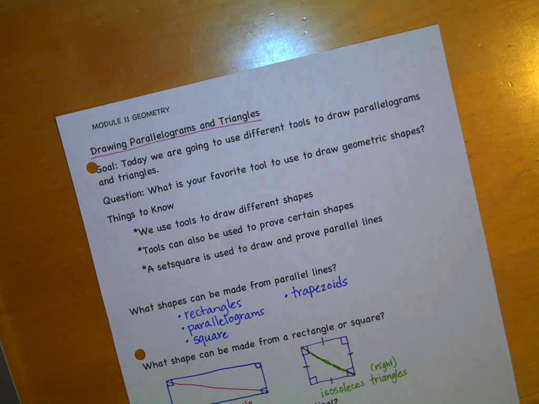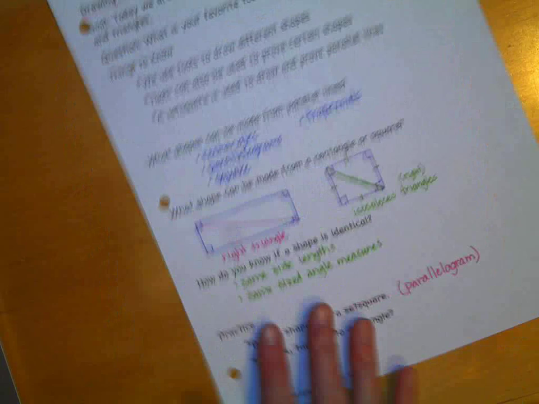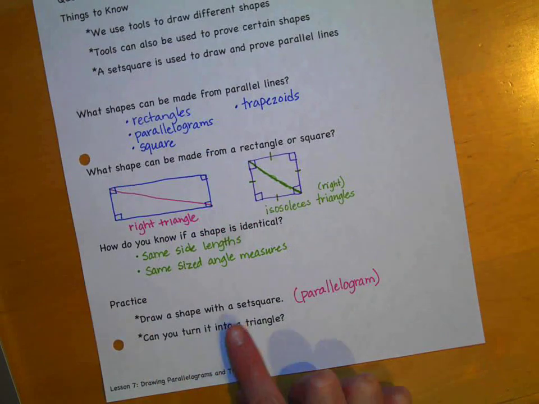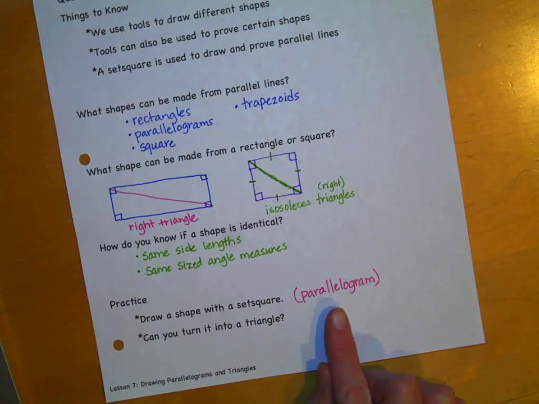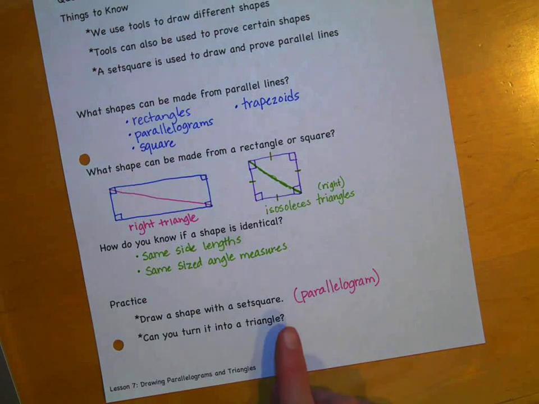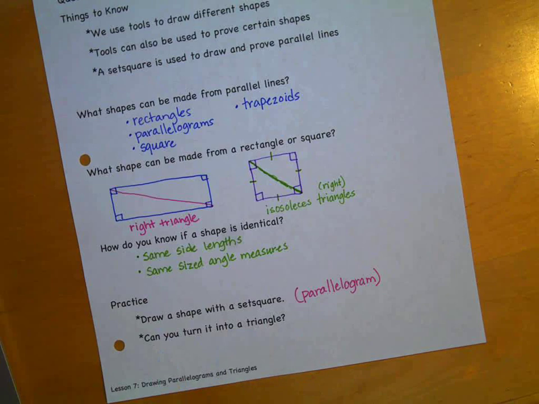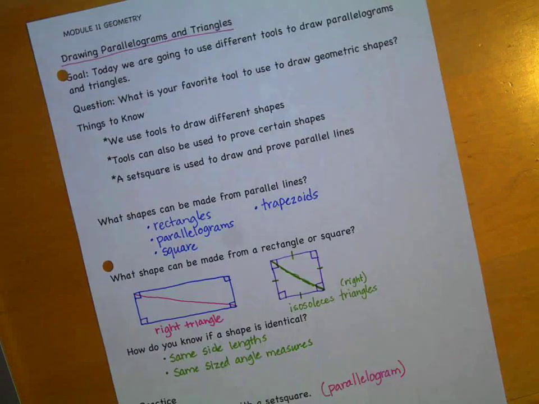All right, so our goal for today. Today we are going to use different tools to draw parallelograms and triangles. And then an opinion question. What is your favorite tool to use to draw geometric shapes? And then you need to make sure that you draw a shape with a set square. One of them has to be a parallelogram, and then I'm giving you permission to get creative and draw whatever other one you would like to. And then see if you can turn it into a triangle.